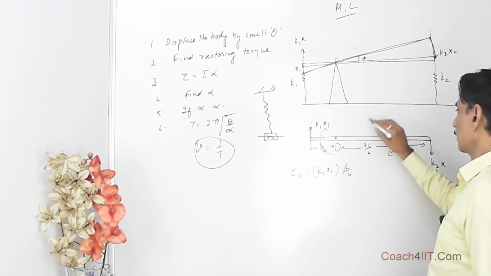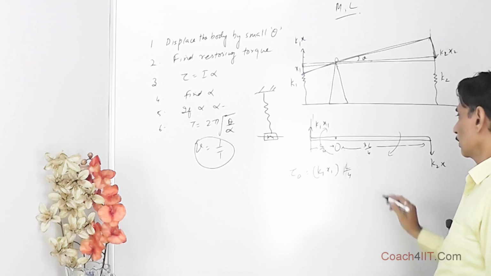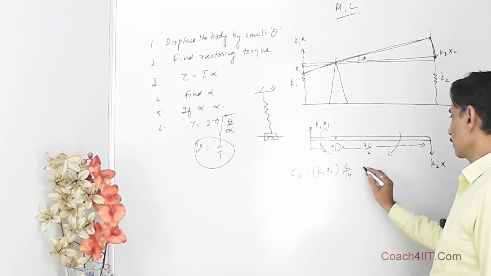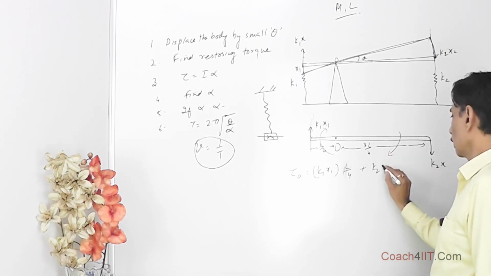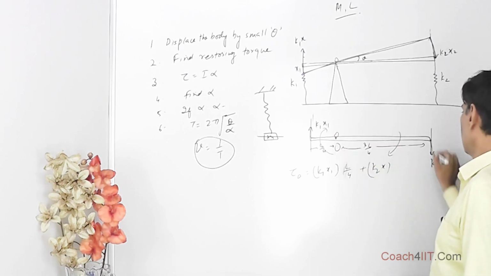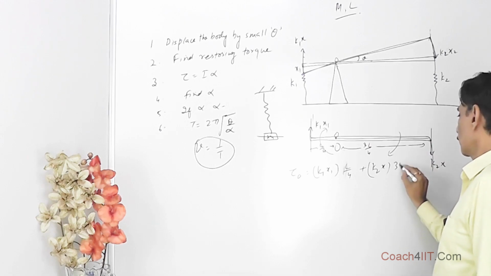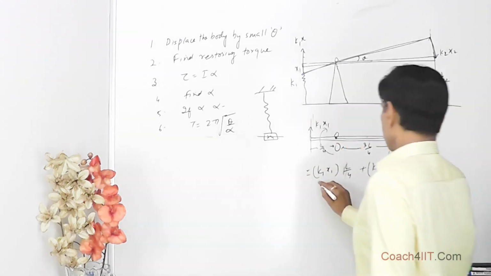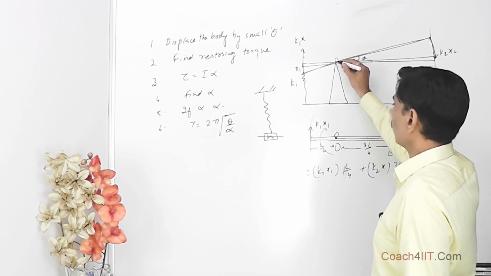Both the torques are trying to rotate it in the clockwise direction, so they get added up, that is clockwise movements, plus k2 x2, this is force into perpendicular distance between the line of force and the axis, that is 3L by 4. This torque is equal to I alpha, I about O.